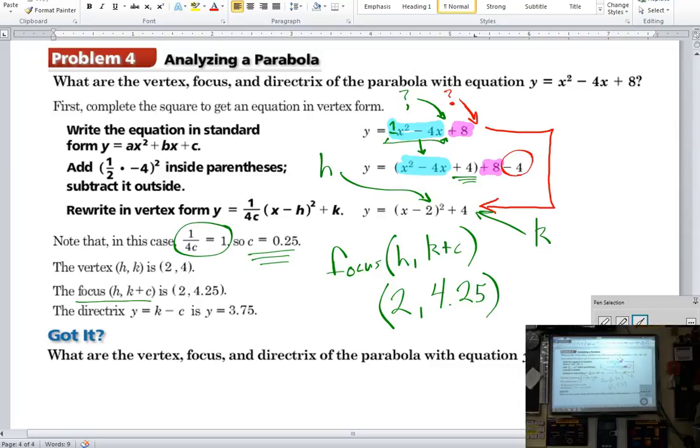So then your directrix we find by the y equation of k minus c. Again, refer back to your function or your equations page. You will have these for the mastery. So my directrix is at the line of y equals 3.75.